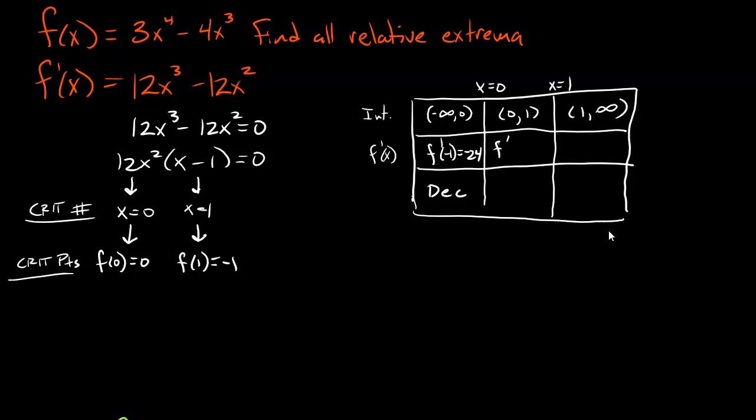I need to test a number between 0 and 1, which is kind of garbage. So obviously a half. I don't know if that's the easiest. 12 times 1/8 would be 12/8 or 1.5, minus 12 times 1/4 would be 3. So 1.5 minus 3 would be negative 1.5. This is also a decreasing section.